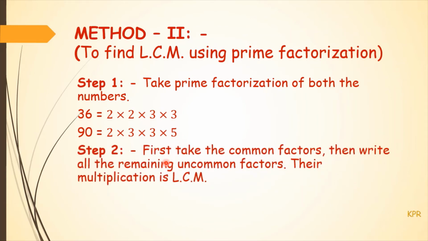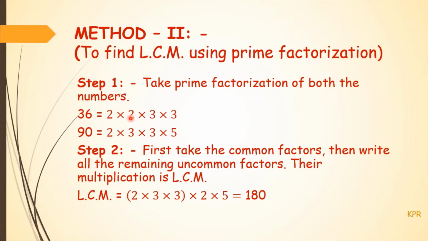Now step 2. First take the common factors. So here common factors you can observe 2 and 3. Then write all the remaining uncommon factors. Their multiplication is LCM. So you can observe here common factors are 2, 3 and 3, which I have mentioned here in the bracket. So the terms mentioned in the bracket are the common factors.